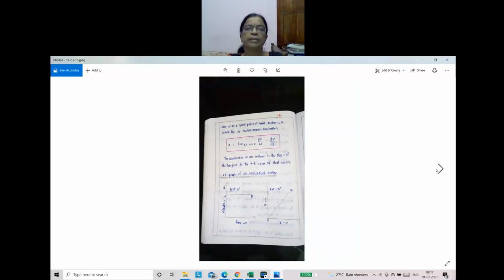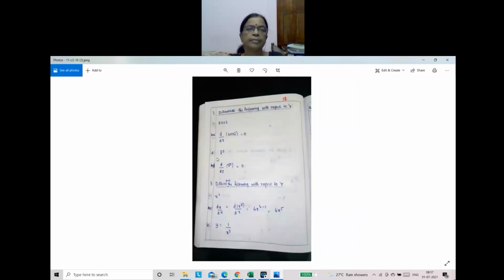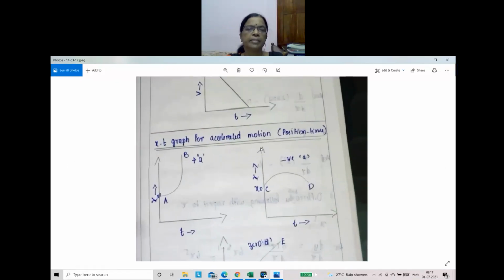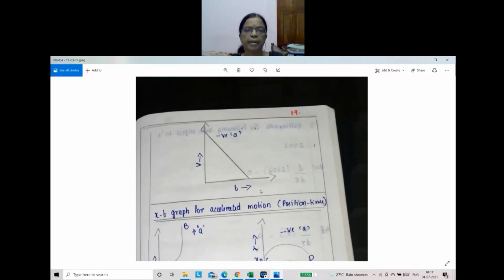Then I will ask the next one. Is it positive or negative acceleration? In this one, velocity is decreasing with time. Negative. At 0 time it had maximum velocity. Then at 1 hour velocity decreases, 2 hour velocity decreases, 3 hour, then at 4 hour it becomes 0. Velocity is decreasing, so it will be negative acceleration.